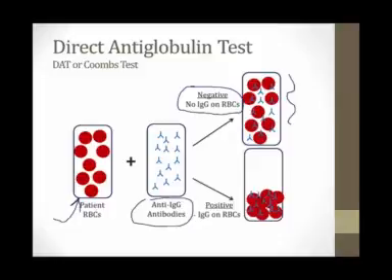On the other hand, if the red cells agglutinate, this is a positive test. It means that the patient's red cells had IgG on their surface and the anti-IgG antibodies were able to bind to that and cause the red cells to agglutinate. That is a positive DAT or Coombs test.